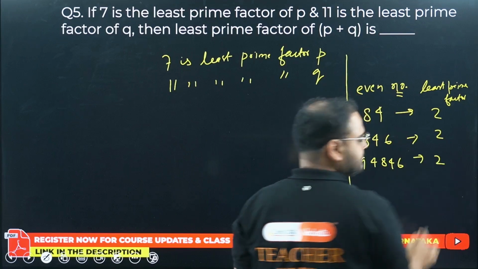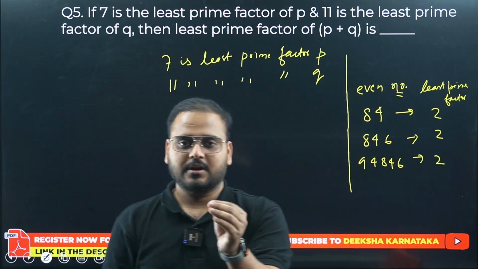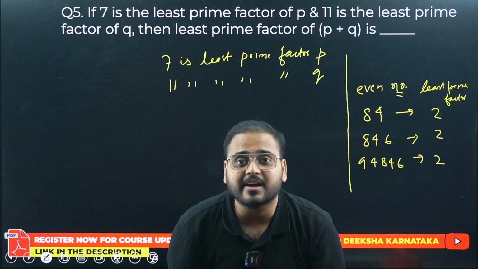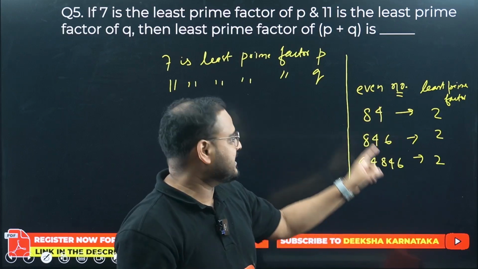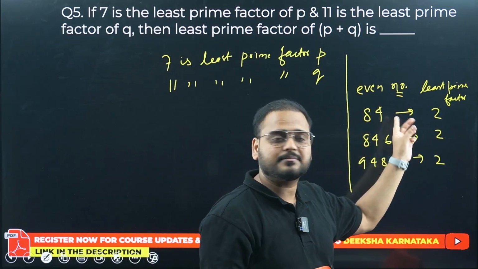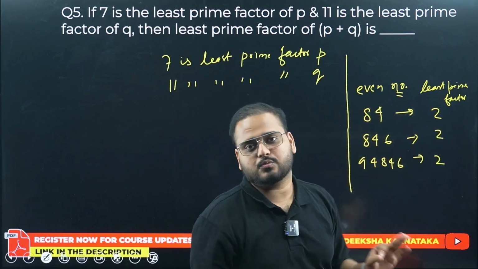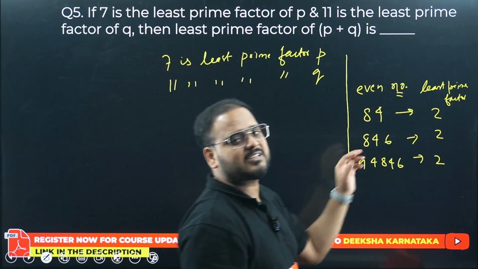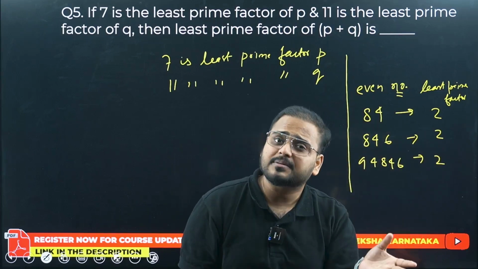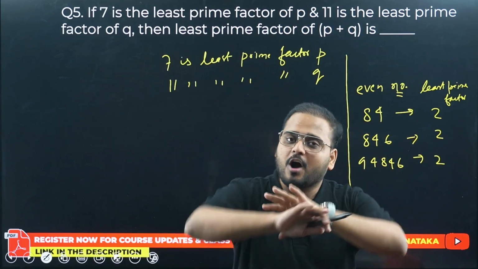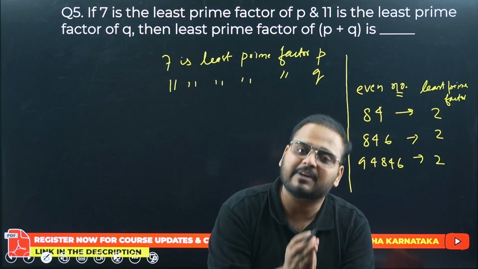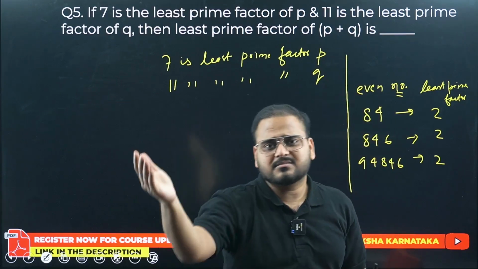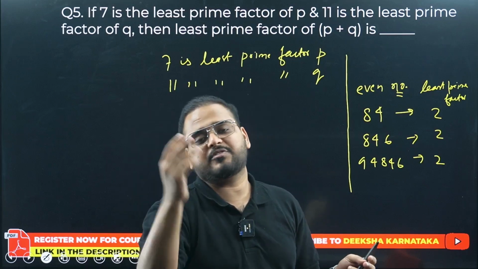In all the cases, for any even number, it will be divisible by 2. 2 is the smallest prime number anyway. So for any even number, the least prime factor is always 2. This is simple, this is clear. If I have any other case, let's say 3, 5, 7, it means it will be an odd number. For all the even numbers we have the least prime factor as 2. For an odd number, the least prime factor other than 2 can be 3, 5, 7, anything.